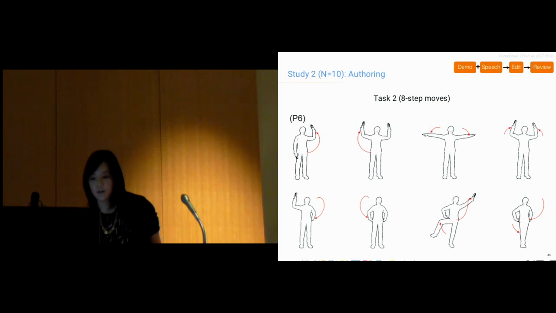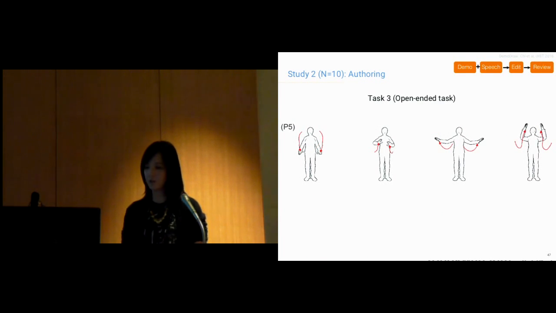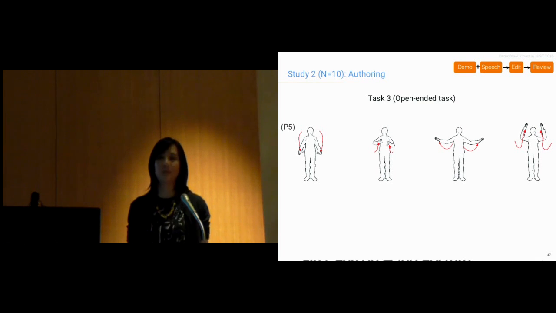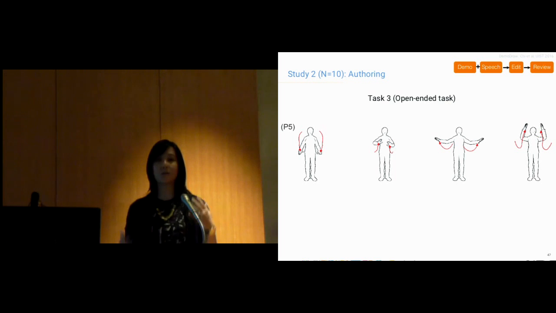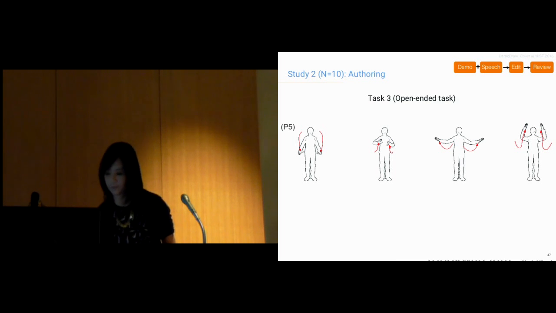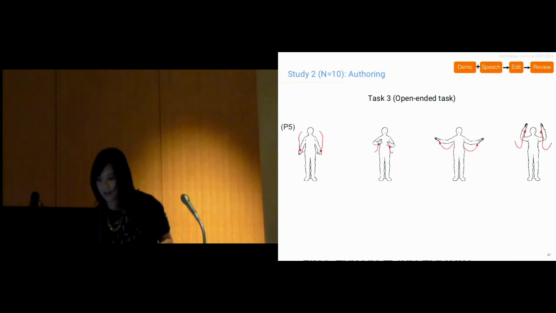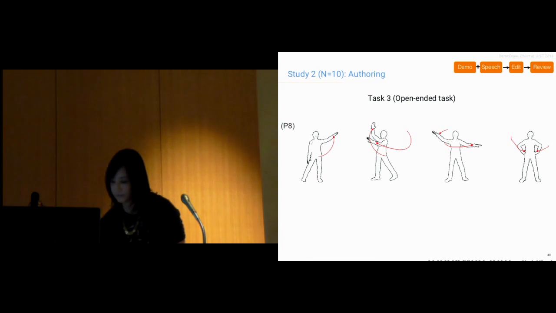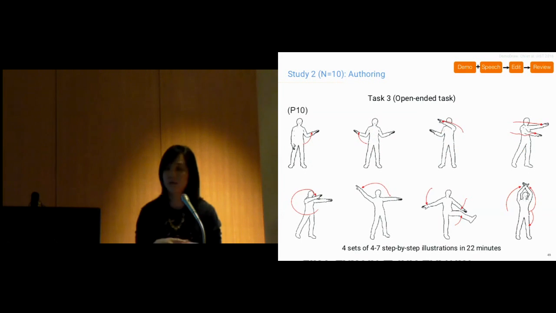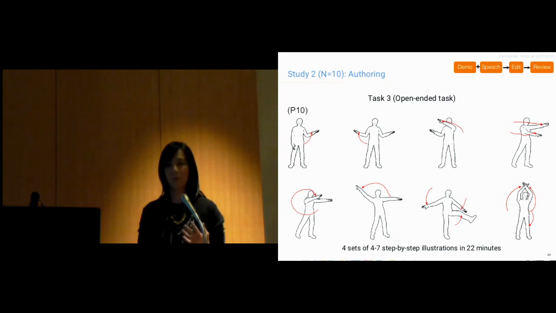So finally, for the final test, we also provided an open-ended question to ask participants to record a set of free-form movements as they like. Here, P5 performed music conducting movements, like this. And P8 focused also on the hand movements, but with different orientations. And P10, who is a dancer, performed more complicated whole body movements.